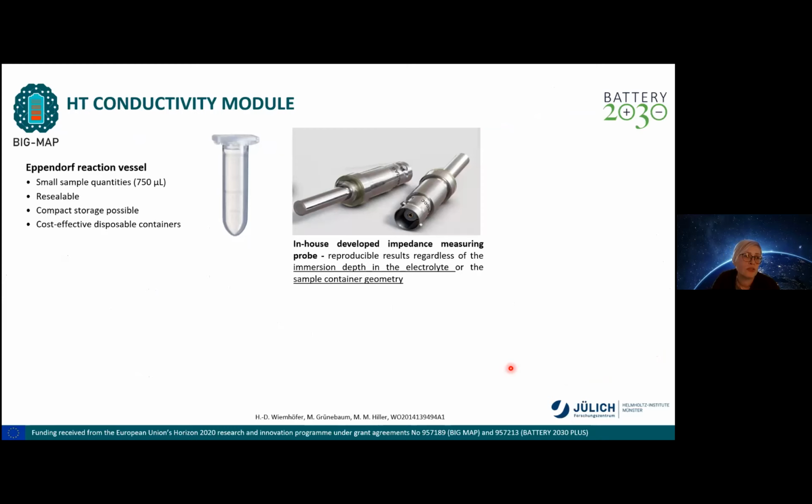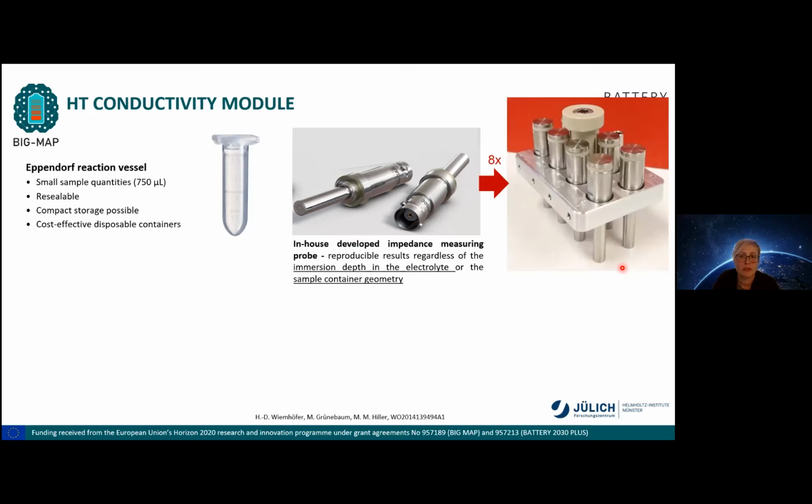One of the modules is actually the conductivity module, and here you can see the reaction vessel. It's like an Eppendorf reaction vessel, and the amount of electrolyte is rather small. This one is resealable, and of course, this is an in-house developed impedance electrode, or better said measuring probe, which provides reproducible results independent of the immersion depth in the electrolyte, which means that the volume of the electrolyte can be varied. And of course, this one is independent of the geometry of the sample container.